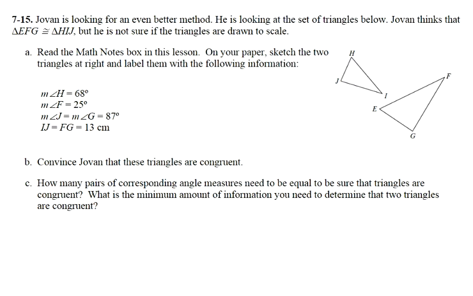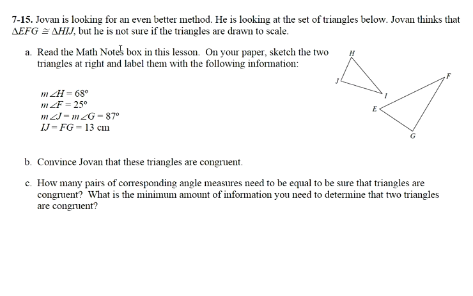So Javon is looking for an even better method of establishing that triangles are congruent, and he's looking at the set of triangles below. Javon thinks that triangle EFG, that's E up to F, F to G, is similar to triangle HIJ, but he's not sure if the triangles are drawn to scale.